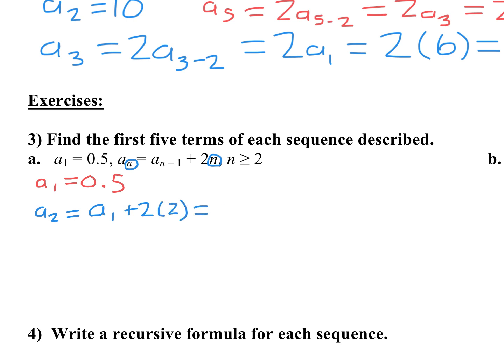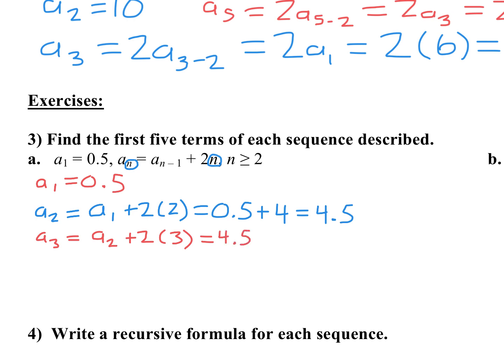And we know what A1 is. A1 was given. 2 times 2 is 4. So A2 is 4.5. To find A3, we take the previous term, which is A2, plus 2 times n, and right now n is 3. So this is 4.5 plus 6, which is 10.5.